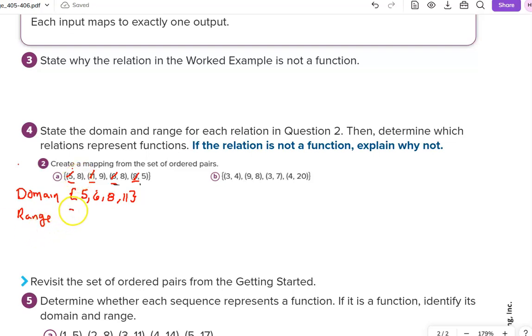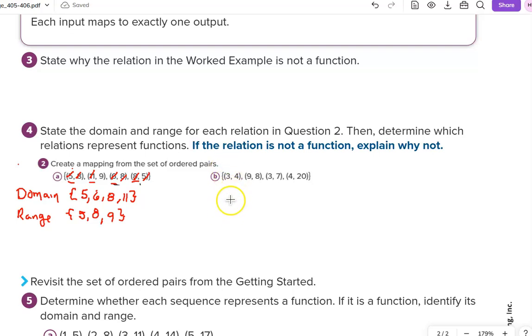So let's do this funky little symbol. I have 8, 9, 8, and 5. So 5 is my smallest. I have 8 twice, but I'm going to write it once, and then 9. Okay, so my domain's my inputs, range is my output.